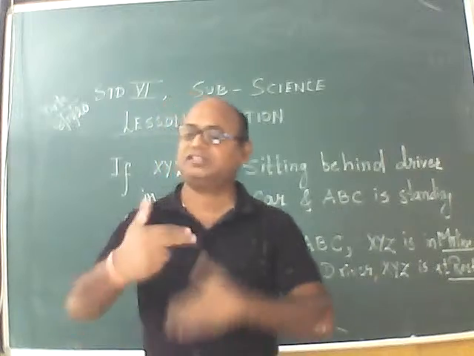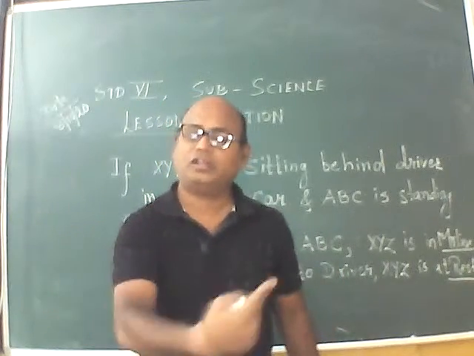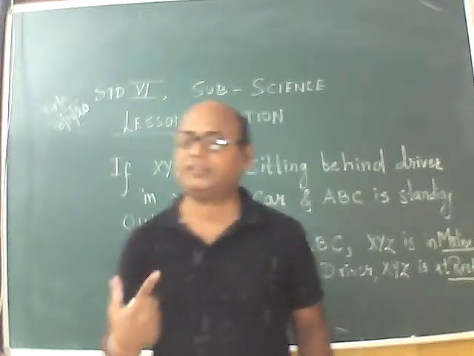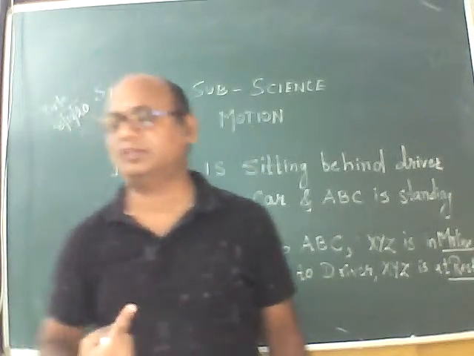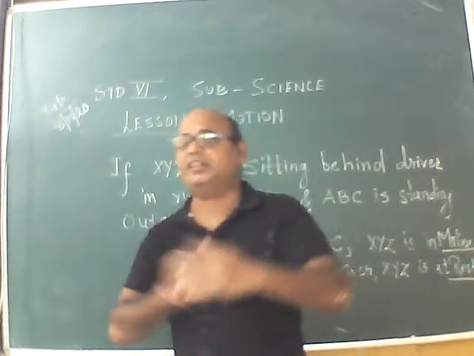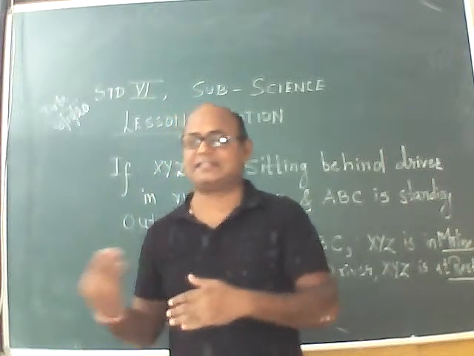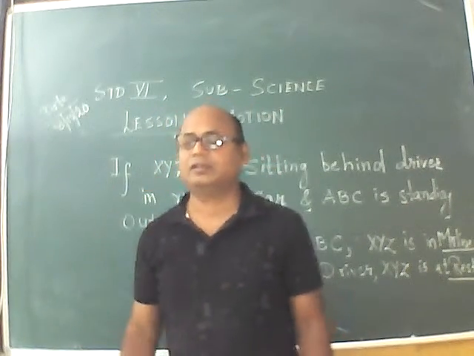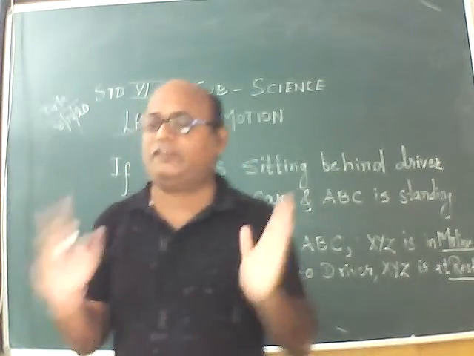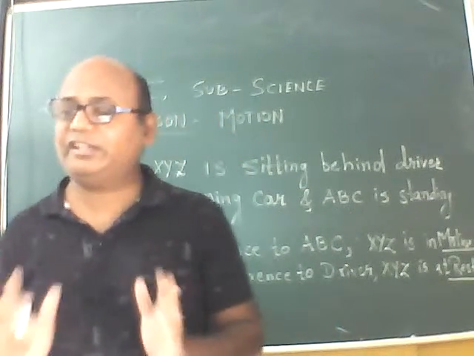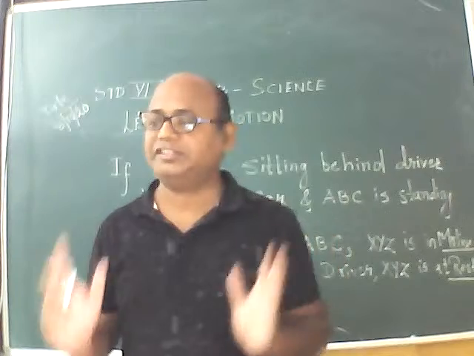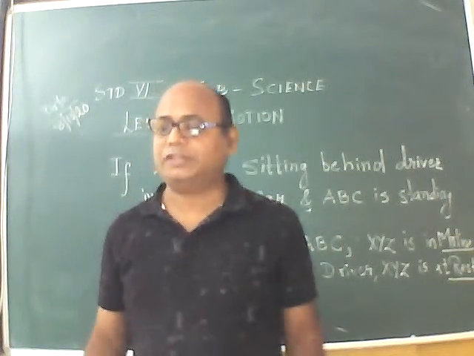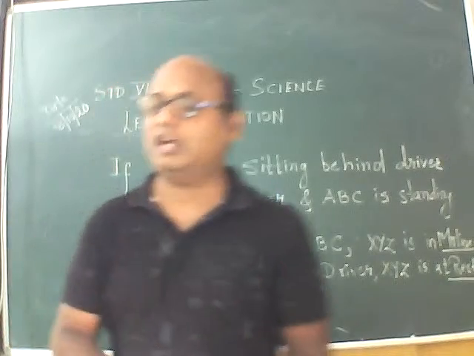Okay, so because the earth is revolving around the sun, it takes 365 and 1 by 4 days to complete one revolution. And also it is rotating, it is going around its axis, around itself. In 24 hours, it completes one rotation. So we will find motion is a relative term. It is not an absolute term. Okay, so be careful now.